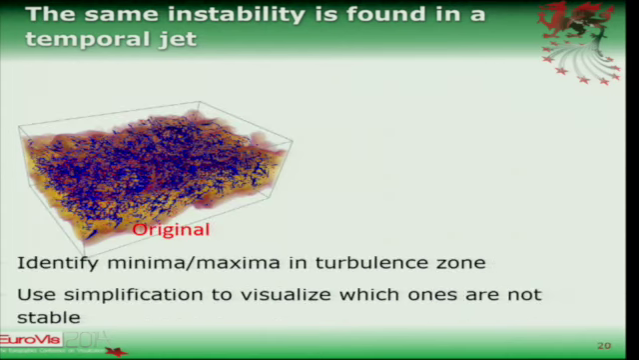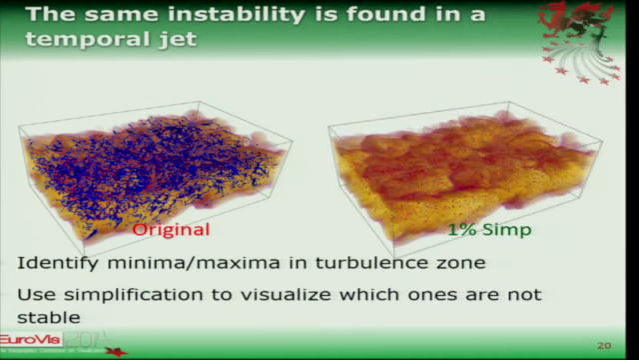So the first thing we do is compute all the critical points and dissipation elements in the unsimplified version. Here, critical points are basically selected based on the mixture fraction of oxidizer and reactant, and within a certain threshold, so we don't get any of the minima or maxima either in the pure oxidizer or pure reactant. If we apply just a 1% simplification again, we could obtain a completely different picture.